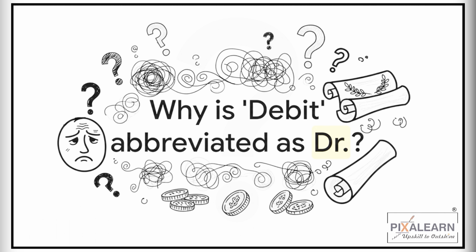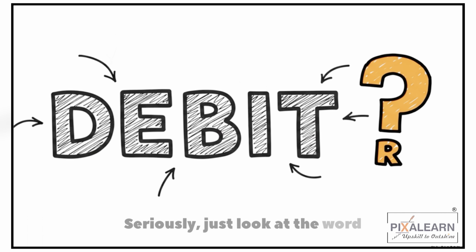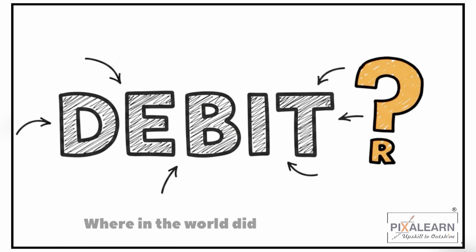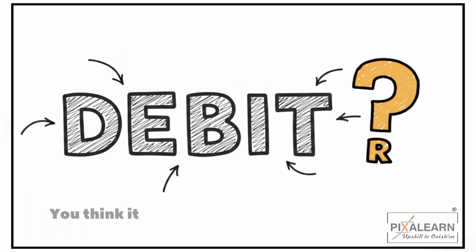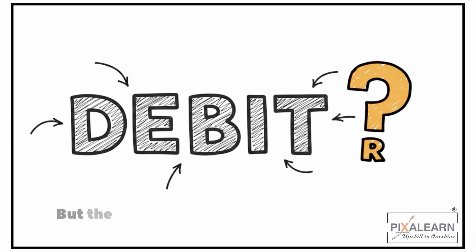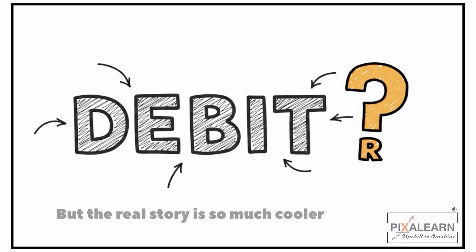I mean, it's the question that's probably driven every accounting student a little bit crazy at some point. It doesn't make any sense, right? Don't worry, you're not the only one who's been confused by this. Seriously, just look at the word, D-E-B-I-T. Where in the world did that R come from? You'd think it was just some typo from ages ago that everyone just kind of went with. But the real story is so much cooler than a simple mistake.